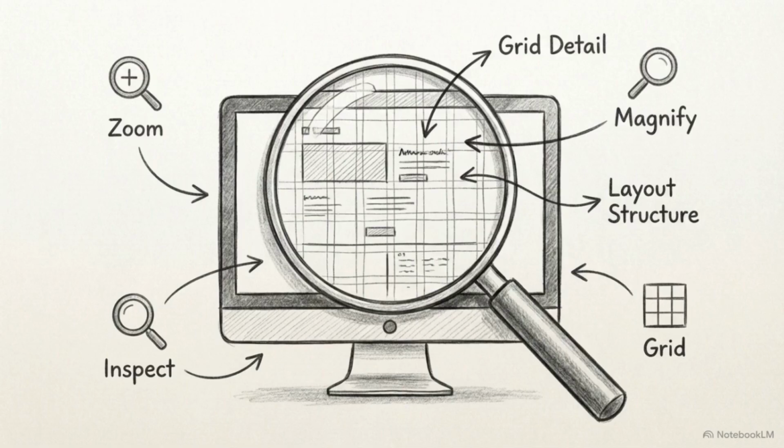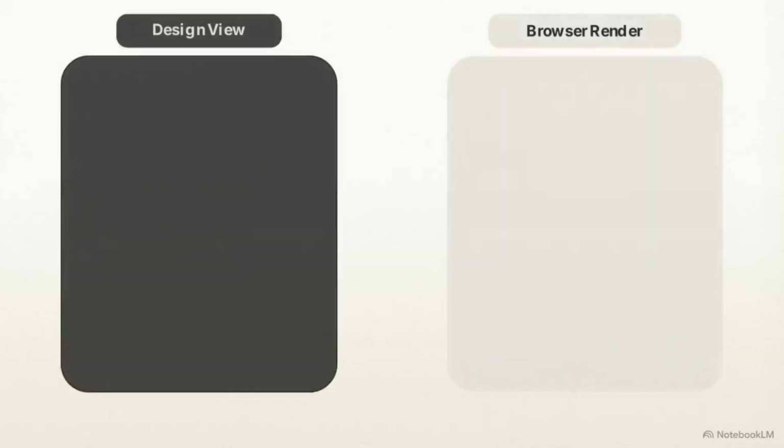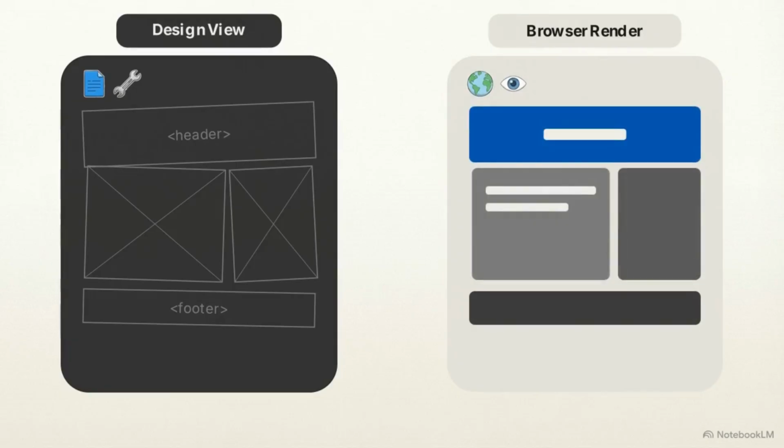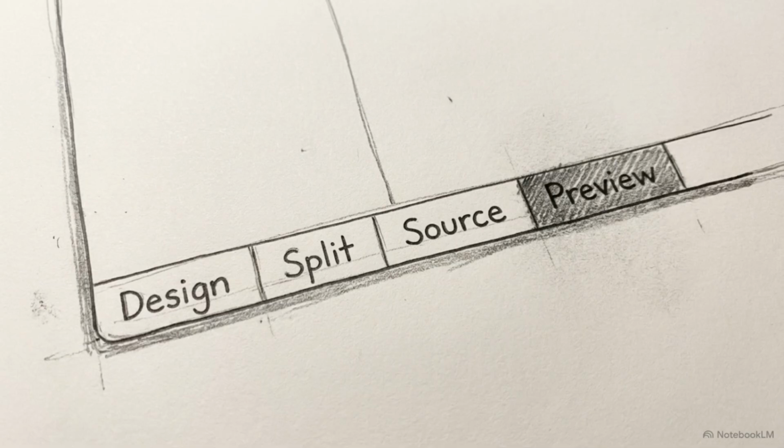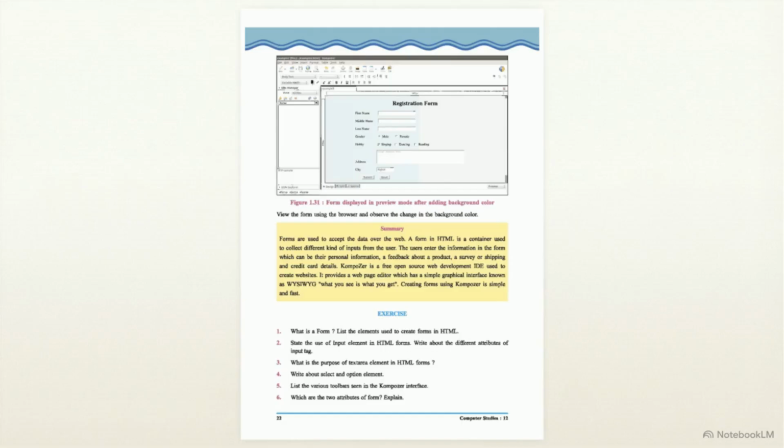Now we must verify the visual change. Remember that the raw design workspace in an editor does not always accurately represent the final output a user sees in their browser. To view a local render, switch from Design mode to Preview mode using the tabs at the bottom of the interface. This view shows the rendered form. The registration form is now displayed with the light blue background we selected, confirming that the settings were applied correctly.